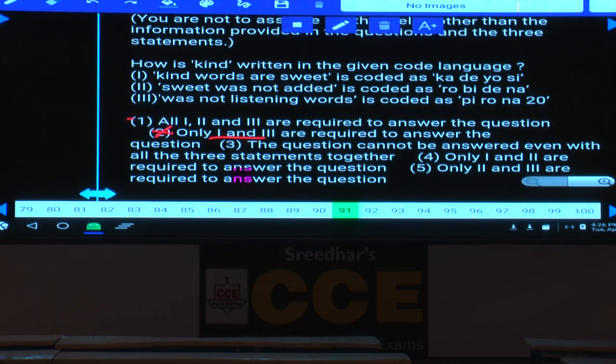And next one. Choice 4, if you observe here, 1 and 2. Now, if you compare 1 and 2, kind words are sweet. And what is the next one here? Sweet was not added. Yes, tell me what are the words which are common between these two? Sweet is the only word which is common. As sweet is the only word which is common here, then what is the code common here? Yes, what is the code which is common between these two? K-A-D-E. And here, kind is not the word which is common here. Hence, with the help of this one also, we cannot determine the answer. Then choice 4 is also ruled out.